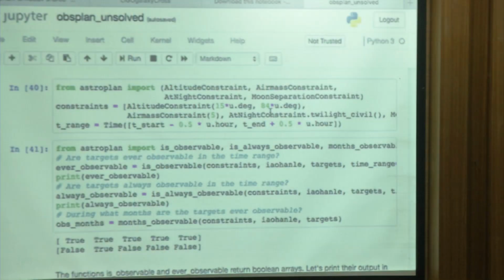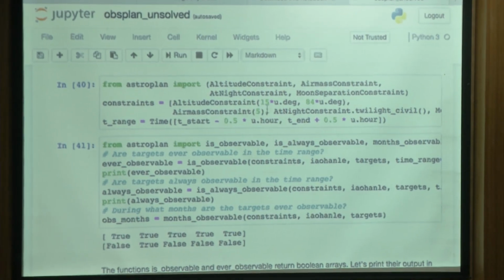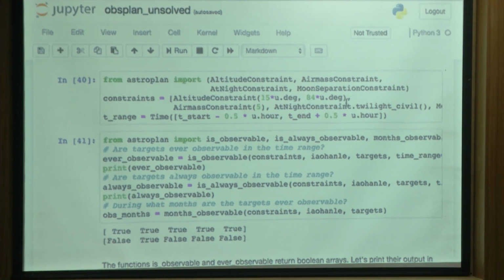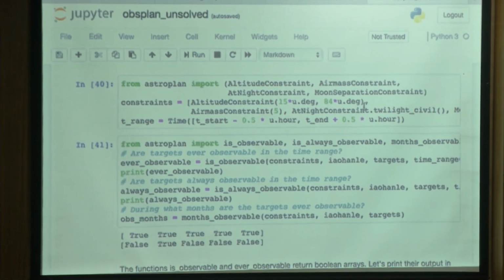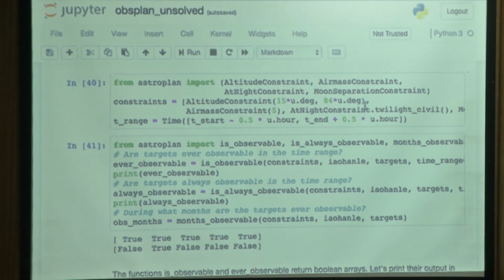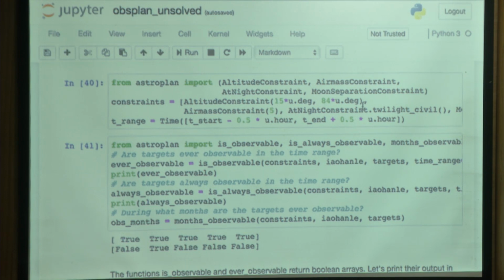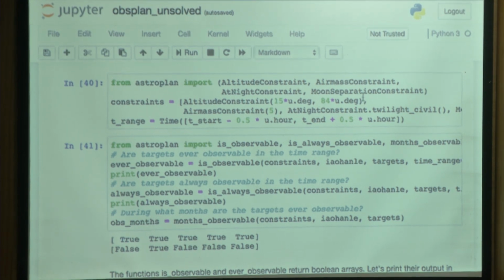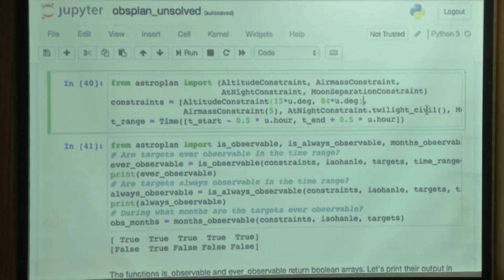We can incorporate these constraints, and I have defined here an altitude constraint. There's an upper limit of around 84 degrees for the Growth India telescope, because for an alt-az telescope, tracking at high altitudes becomes a problem. So you also try and avoid very high altitudes for an alt-az mount. I have defined the at-night constraint as civil twilight, as opposed to astronomical twilight. That gives roughly half an hour more than astronomical twilight.